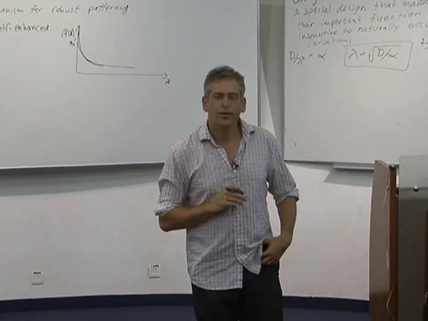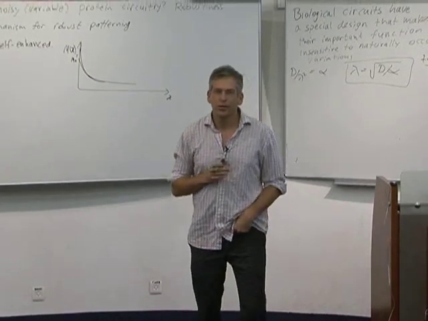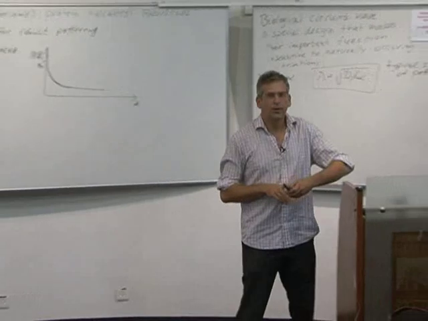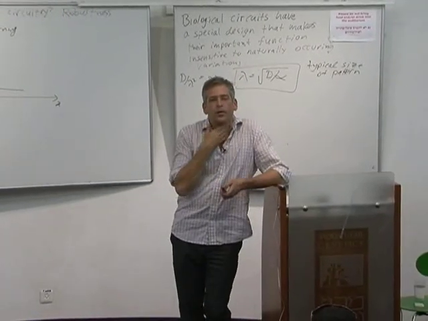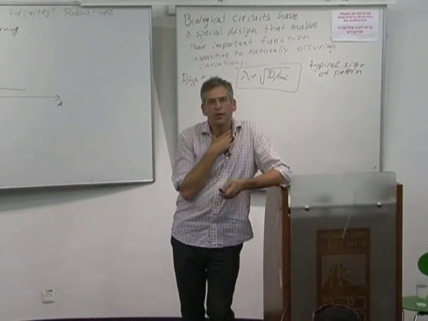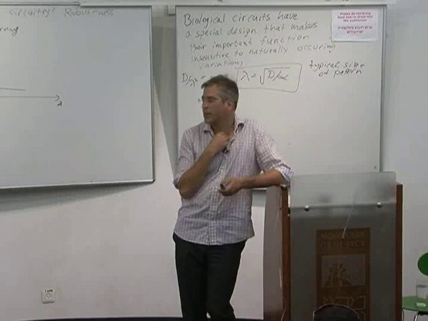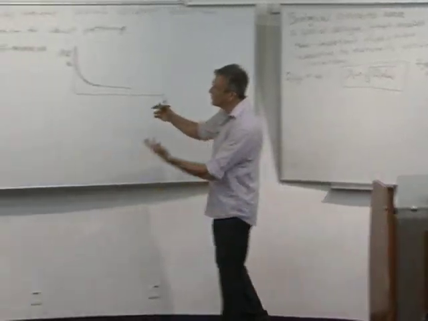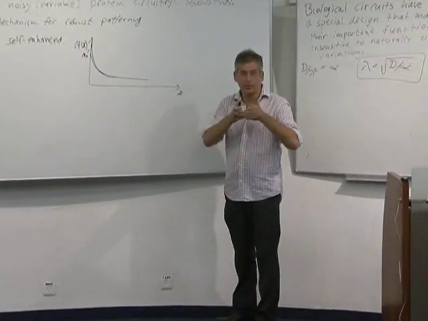Question about the assumption of diffusion. You have a tissue here with membranes between the cells, so why can you assume that the morphogen can diffuse freely through the membranes? Thank you. So the question is about diffusion and how it can diffuse through the membranes of the cells.